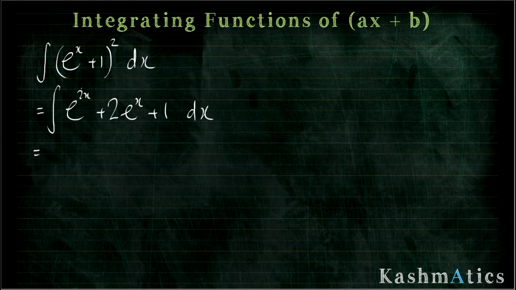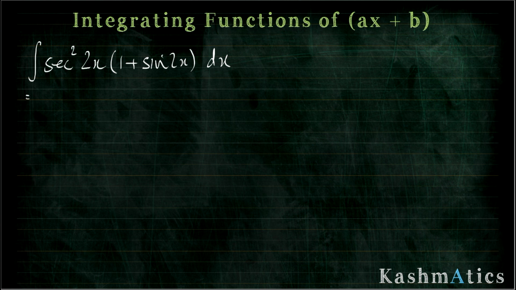Right, so we've got a linear function here. Okay, so e to the x becomes e to the x, but this is e to the 2x, so this will be e to the 2x over 2 plus 2e to the x. Now e to the x just becomes e to the x, so 2e to the x plus 1, which becomes x, add c. So there's only one thing to really do here, that was expand the brackets, and after that it was actually quite straightforward. Right, let's move on to the next example.